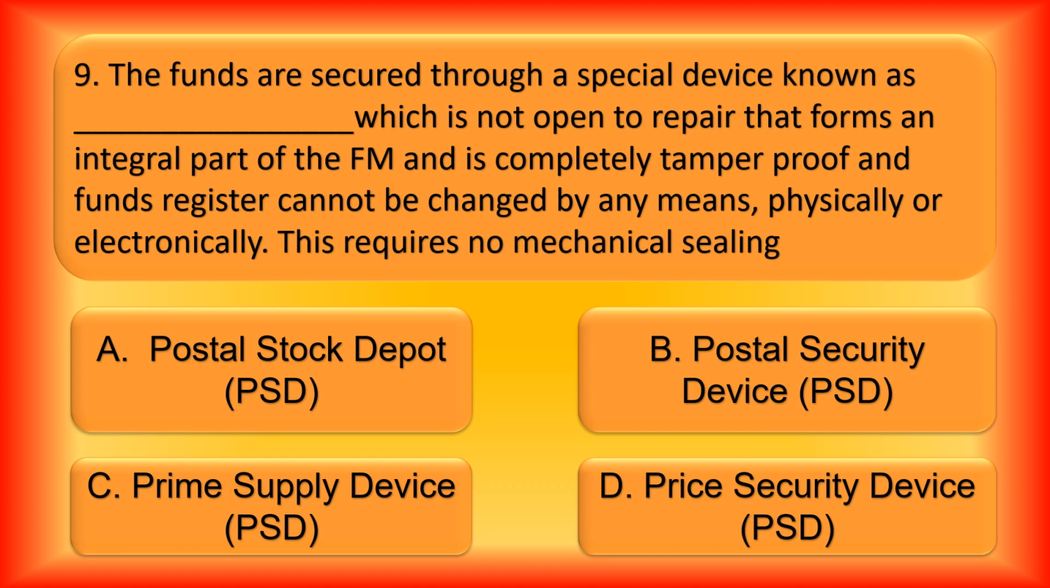Question number 9. The funds are secured through a special device known as dash, which is not open to repair, that forms an integral part of franking machine and is completely tamper-proof, and funds registered cannot be changed by any means, physically or electronically. This requires no mechanical sealing. That unit is called option A, postal stock depot. Option B, postal security device. Option C, prime supply device. Option D, price security device. The correct answer is option B, postal security device.